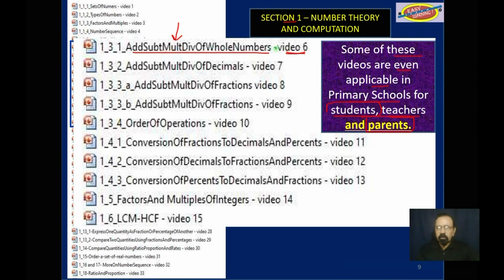That is work done in grade 3 in primary school, but remember, this is section 1 of the CSEC syllabus. And then video 7 says add, subtract, multiply, and divide decimals. That's work done in grade 4 in primary school. Video 8, add and subtract fractions, and video 9, multiply and divide fractions, work done in grade 5 and of course grade 6 and others. So most of this work from section 1 is actually primary school work.